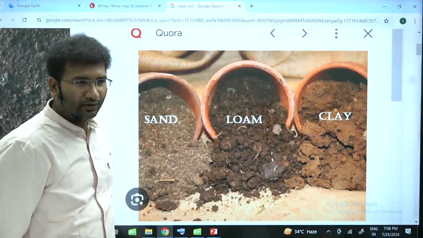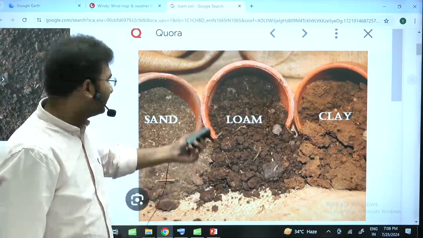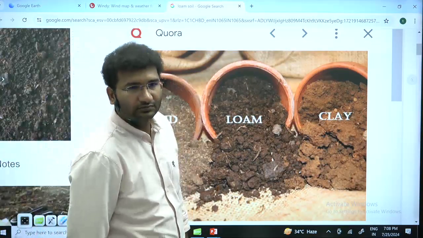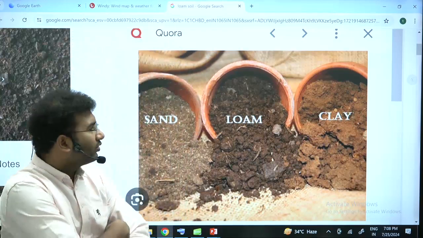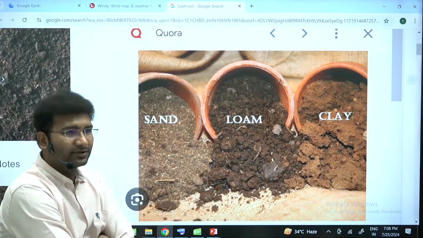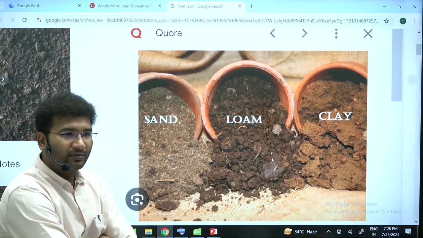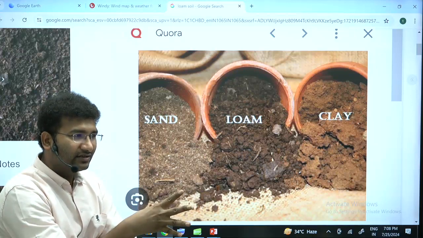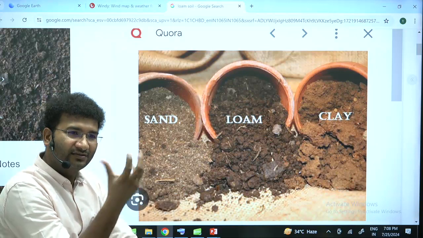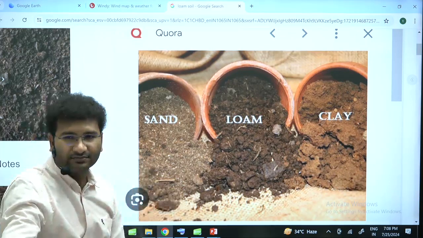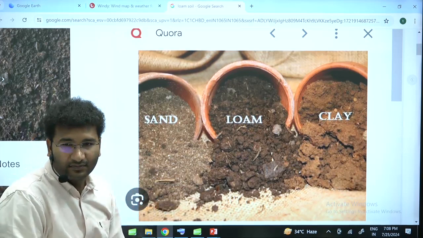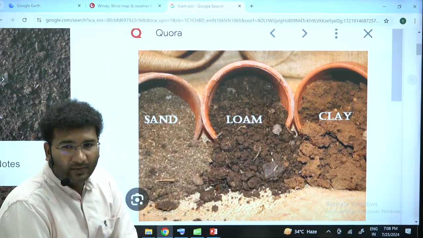For example, if you want to grow groundnut, which soil is suitable? Loamy. Okay? If you want to grow cotton, you go for clay type of soil, because whenever you are making it dry, it cracks and air goes in, gives good cotton. So it depends. This is the texture.